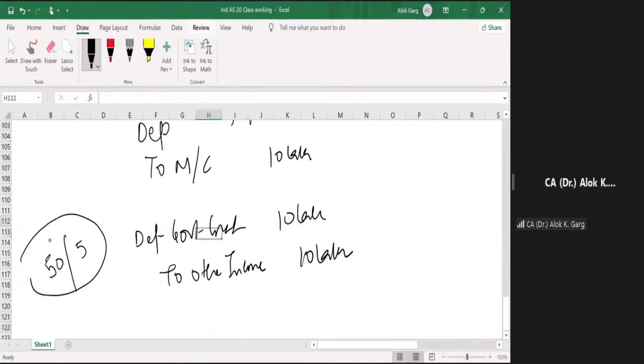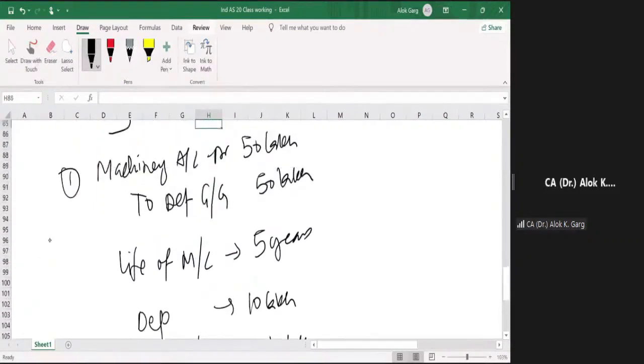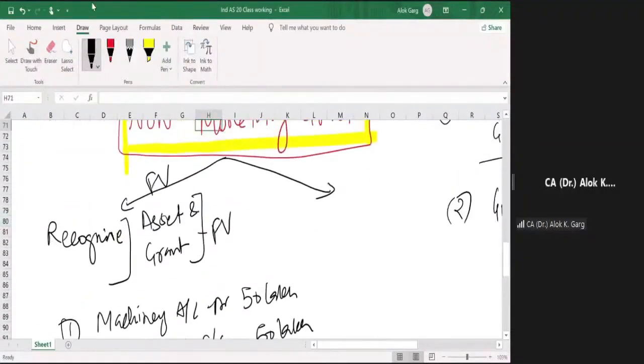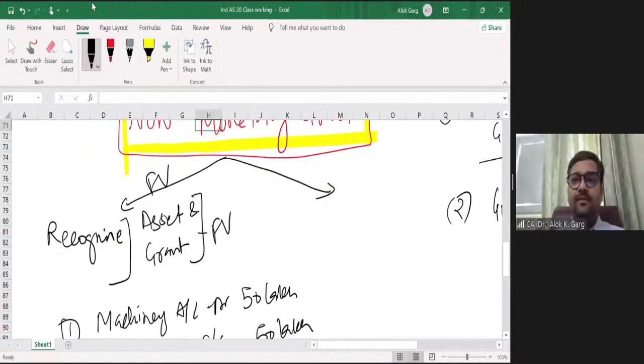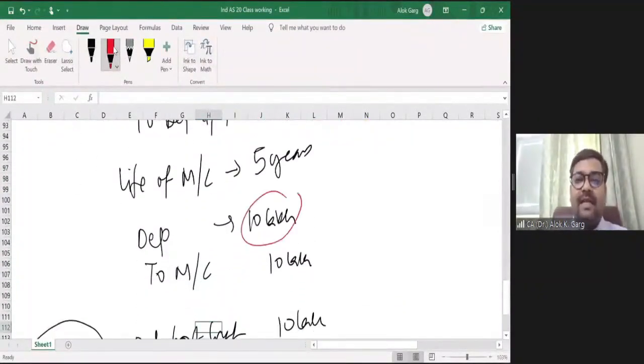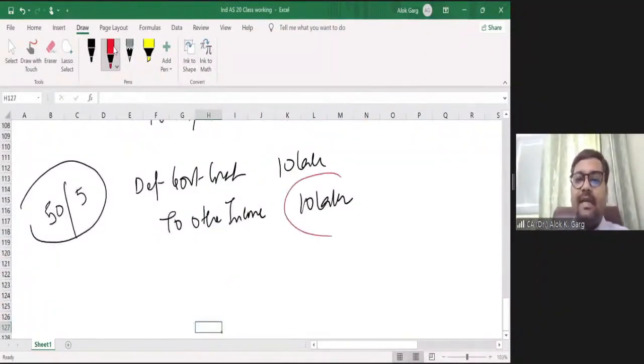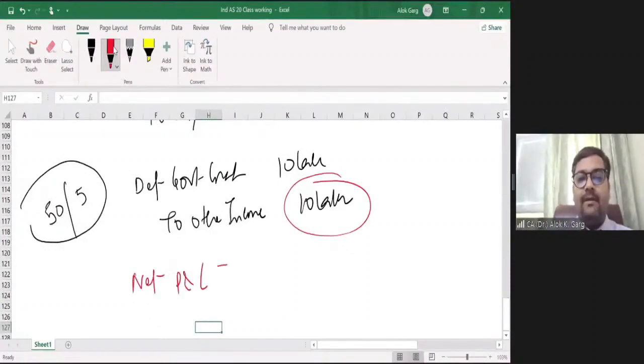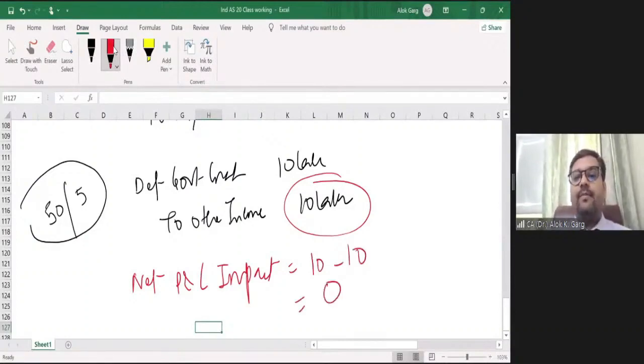Sir, we have received this machinery free of cost, and hence there should not be any P&L impact, right, Shraddha? Right, Fernandez, Pulkit, Shobit? There should be a zero impact in the P&L because this machine has been received free of cost and we are only recognizing it at fair value. So in this case, the expense is 10 lakh every year. The income is 10 lakh every year. So what is the net P&L impact? 10 minus 10, 0. Right.